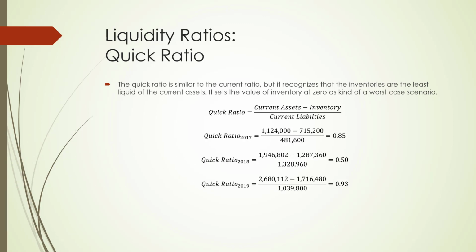And here you can see that it was 0.85 in 2017, dropped a lot in 2018, and is expected to rise to 0.93 in 2019. Notice that the inventories are not really worth 0. So if the quick ratio is less than 1, that does not necessarily signify a problem. It might, but it may not. The fact that these are all less than 1 is not necessarily troubling, but the big drop from the current ratio suggests that the firm might have a lot of inventory, and that may be a problem.